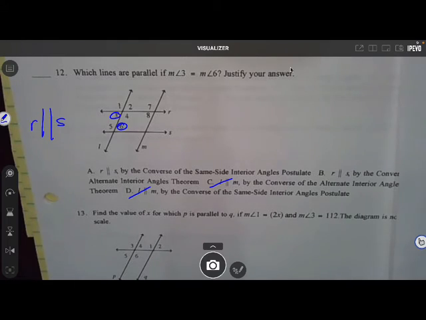So now, what kind of angles are those? 3 and 6. Alternate interior angles. So that's why it's answer B. Do y'all understand that? That's what you were looking for. Okay. You might as well bring the switch.